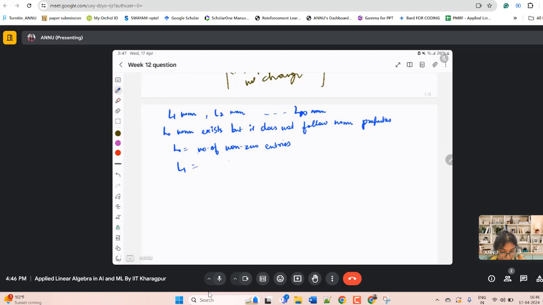L1 is, so if I write the formula for Lp, so Lp is x1 power p plus x2 power p, and so on up to xn power p, whole power 1 by p. So if I write L1 using this, it is the mod also.